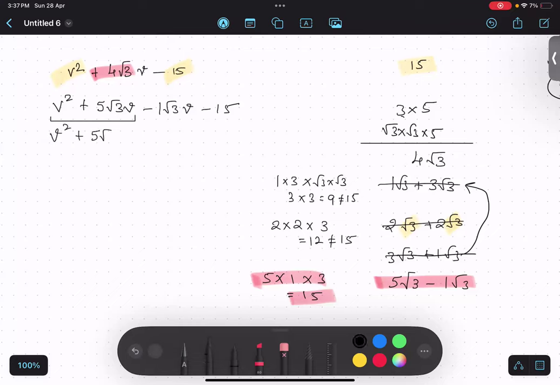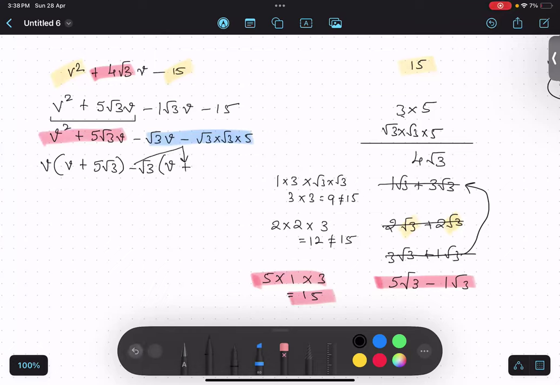So what I'm going to do, I'm going to take one more step. v square plus 5 root 3 v minus root 3 v minus root 3 into 5. I will write like this. Now I will take common from these two, and then I will take common from these two. So v common, v plus 5 root 3, minus root 3 common, v plus 5 root 3. Root 3 cancel. Can you see this bracket is same as I told you? Yes. So therefore v minus root 3 and v plus 5 root 3 is the answer. Got it? Yes. So this is the factorization.